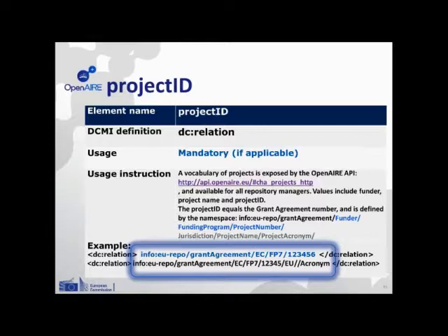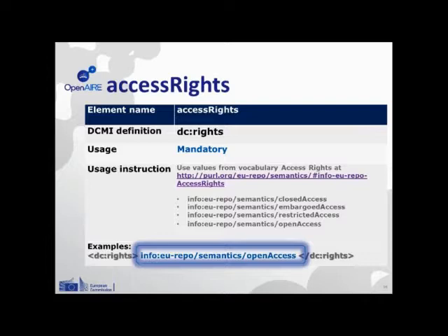Now, here's some more detailed description about the properties we introduced and the semantics and syntax we recommend to use so far. So in particular for project ID, we have chosen the DC element dc:relation. It's mandatory if applicable, and we have this special syntax from the info:eu-repo encoding scheme, in this case to encode the grant agreement number together with an acronym of the funder and the funding stream. In this case, the funder is the European Commission, EC. The funding stream is Framework Programme 7, FP7, and 6 digits of the grant ID.